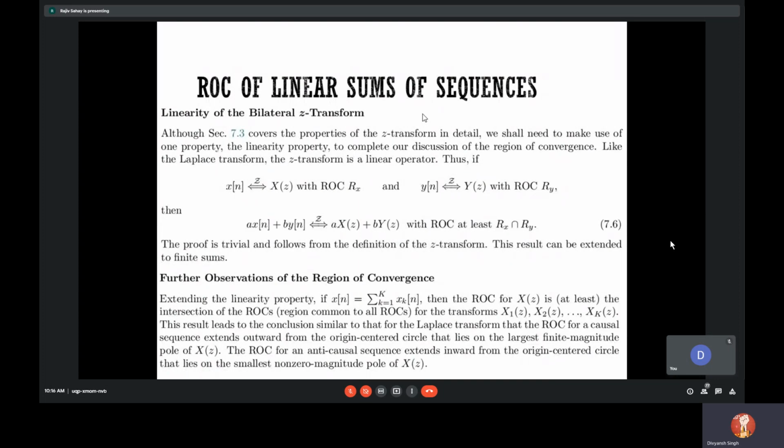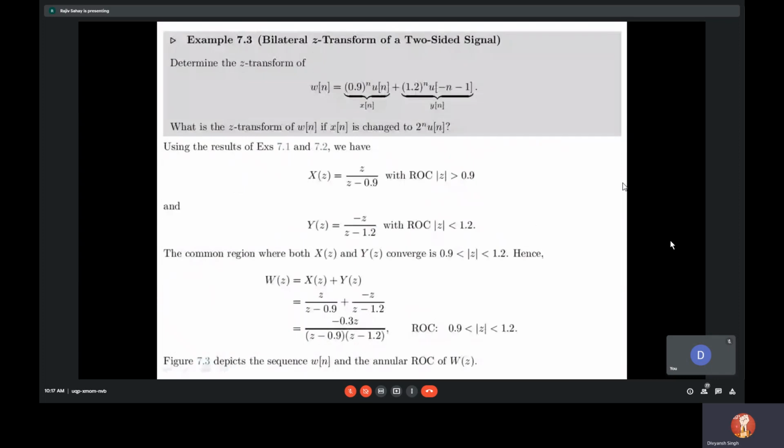So these are two ideas of ROCs for linear sums of sequences. If you have a linear sum of causal sequences, then the ROC of the sum will be the intersection of the ROCs of the two individual sequences. Therefore, the ROC of the sum will extend from the maximum magnitude pole and go beyond that radius. Similarly, for two anti-causal sequences, it is the other way around. The intersection ROC will go inwards from the smallest non-zero magnitude pole of x of z. So that is how we think of linear sum of sequences.